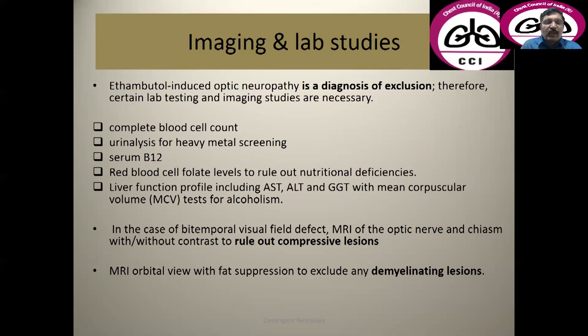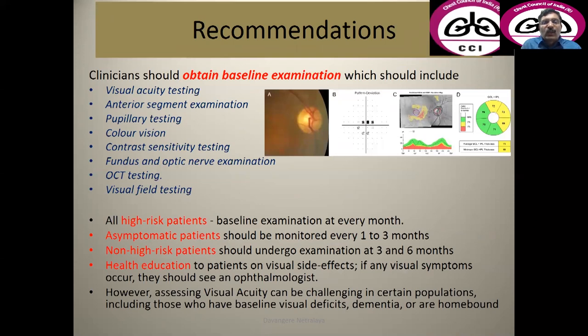Even the MRI of the optic nerve and optic chiasma should be done to rule out the compressive lesions. MRI orbital view with fat suppression should be done to exclude the demyelinating lesions. So what are the recommendations for somebody who is on treatment with ethambutol? What are the things to be done?